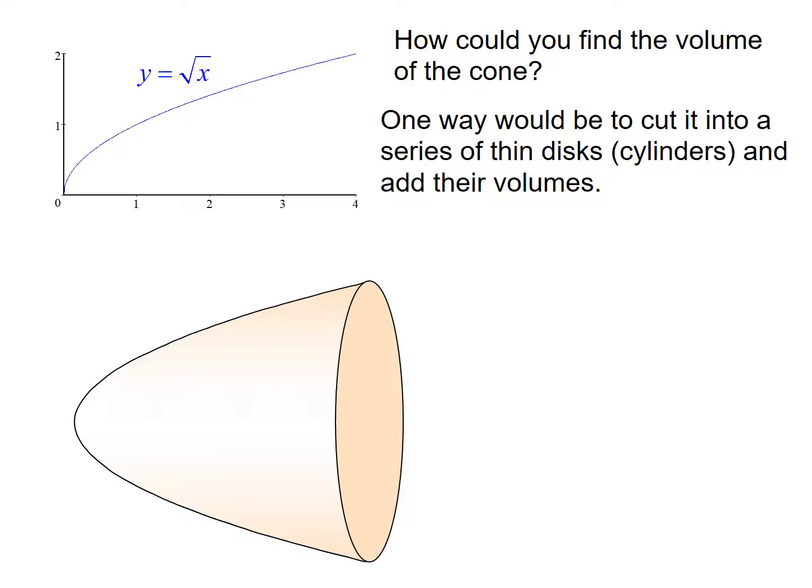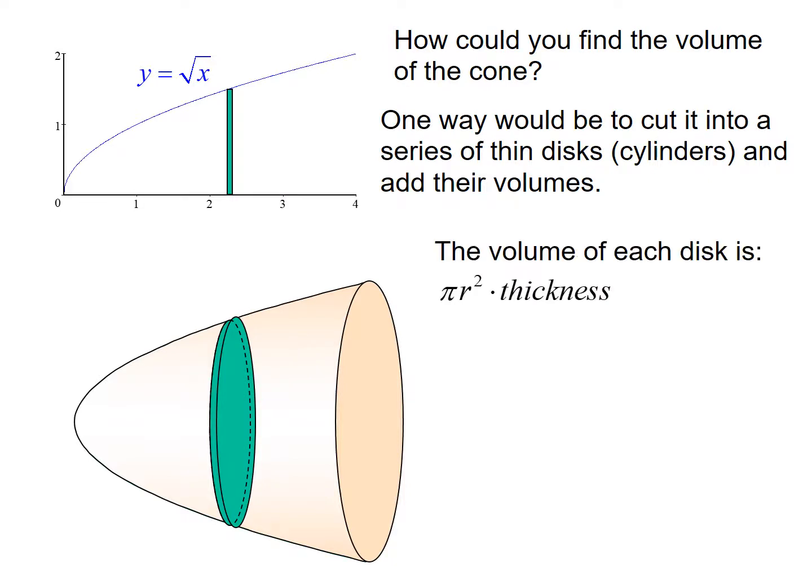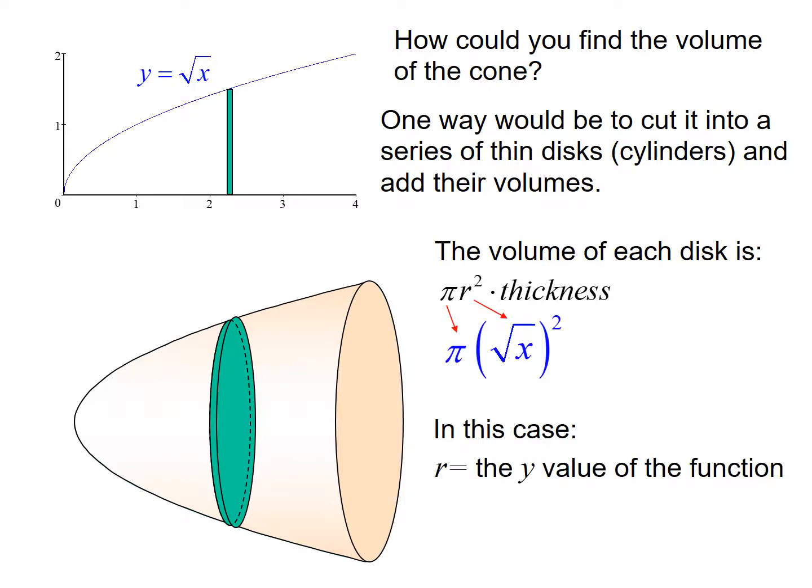So the way we can think of this is slicing this into disks or cylinders and adding their volumes. So if we sliced it down, the radius of that disk is the distance from the x-axis up to the curve y equals root x. And the volume of that disk would be pi r squared times the thickness. In this case, that thickness is dx. The radius is y equals root x, so the radius is root x. Thickness is dx. So we end up with an expression for the volume of one of those disks, pi times root x squared dx.